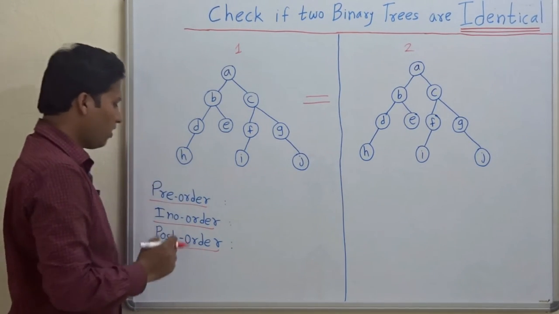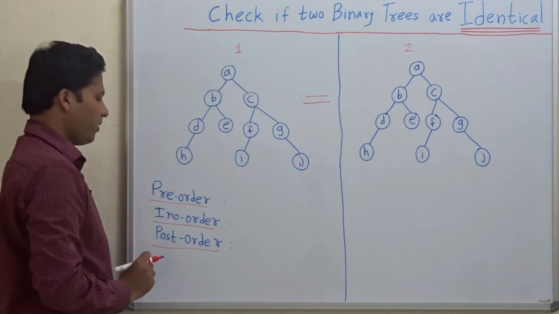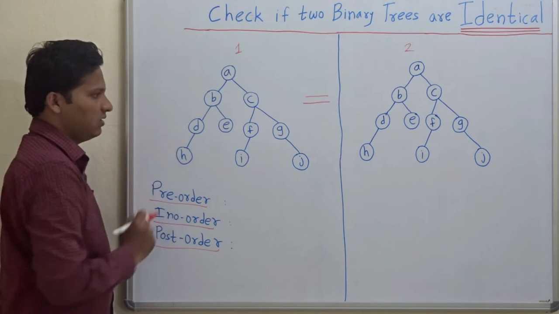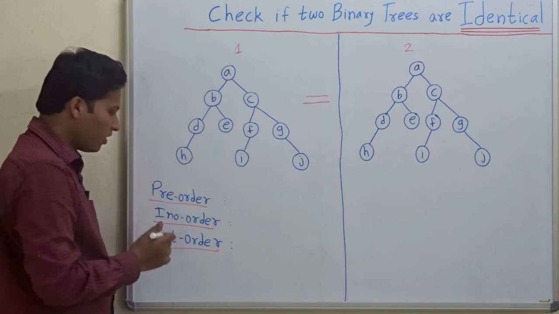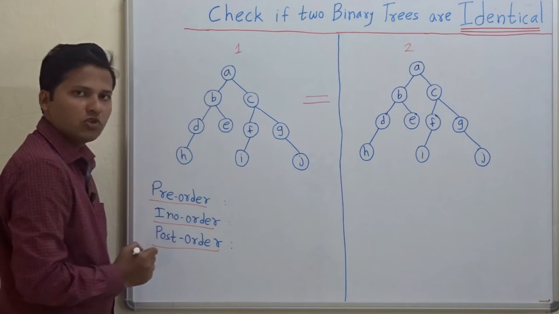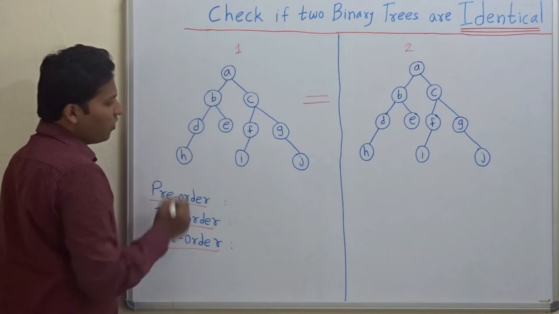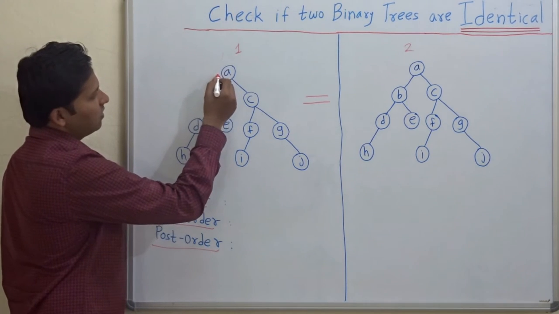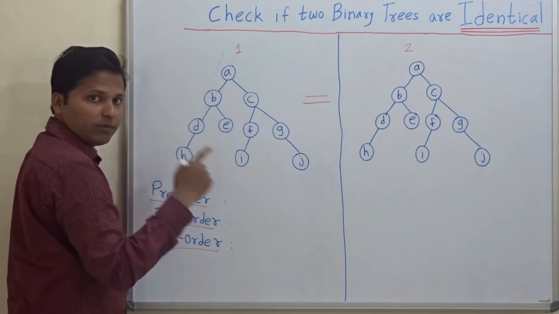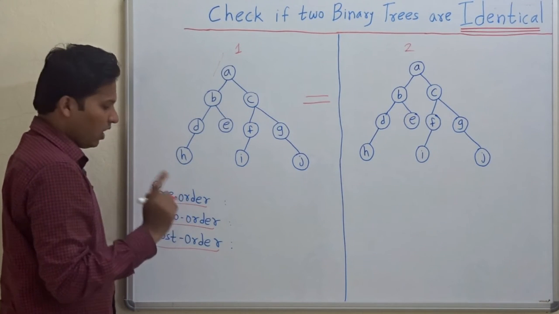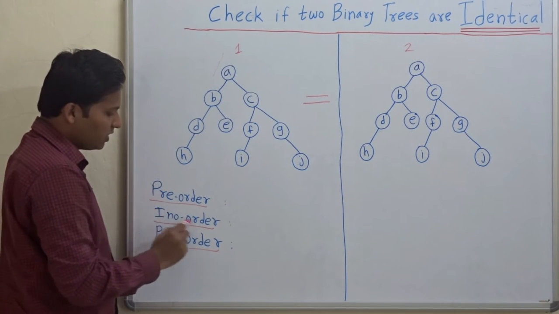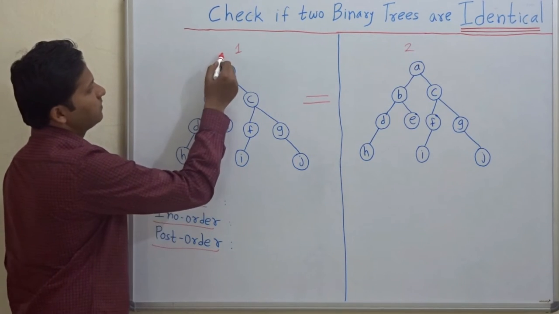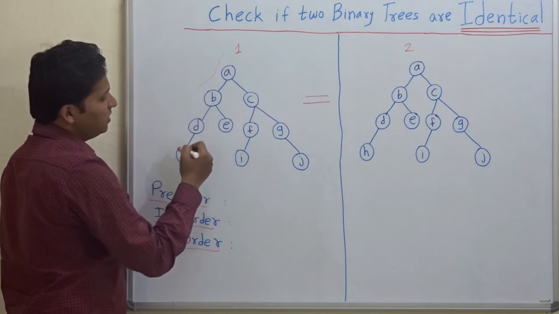So now let's see how to use these three traversals for checking. For writing the program, we are going to use preorder, inorder and postorder traversal. So the preorder traversal for this tree is, obviously, in another video on my channel, I have shown you how to write preorder, inorder and postorder traversal of a binary tree. So now let's see. A, B, D, H.